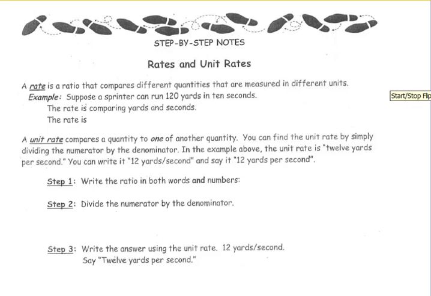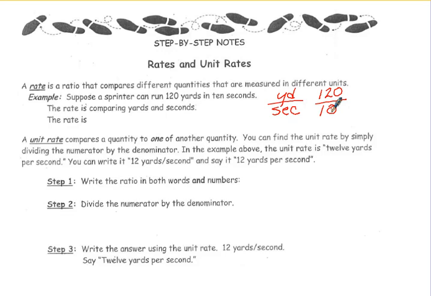Step-by-step notes on rates and unit rates. A rate is a ratio that compares different quantities. For example, suppose you know a sprinter can run 120 yards in 10 seconds. Our rate is comparing yards and seconds. Always start with words, yards and seconds. And you're going to set up, it's just a ratio, so set it up in words and then in numbers, 120 yards in 10 seconds.